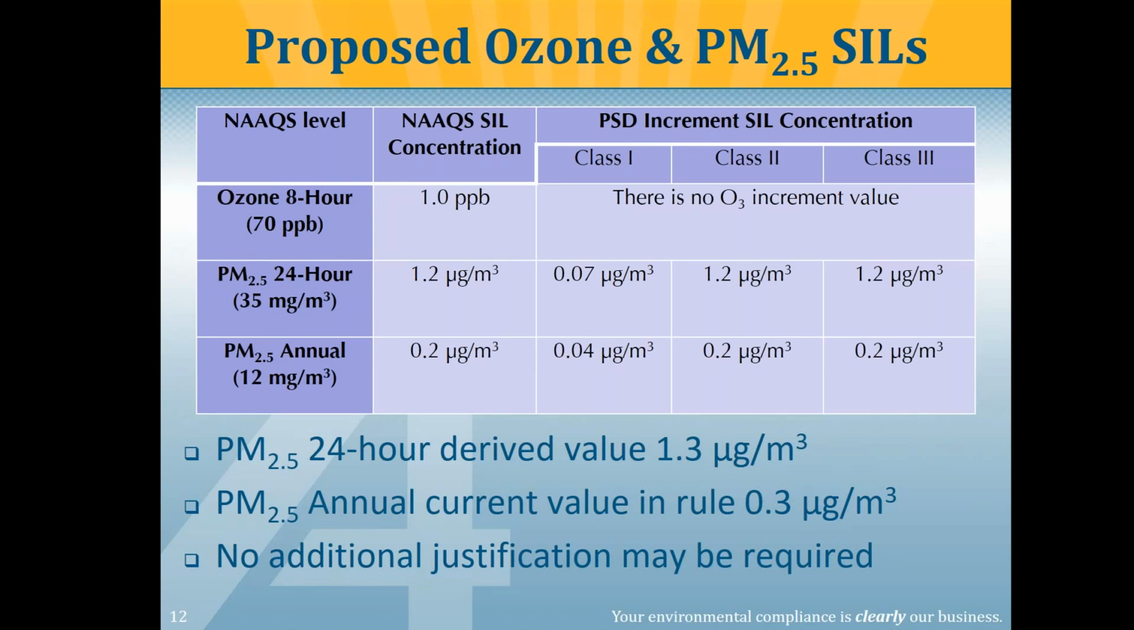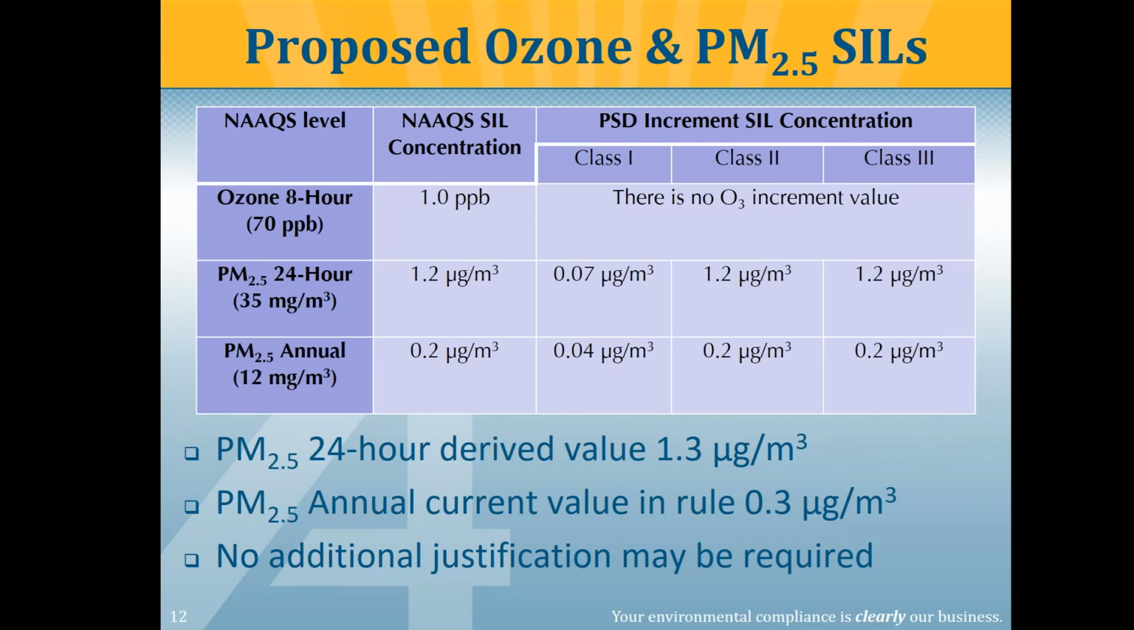So right there, EPA is kind of confusing, because they're like, we have this awesome methodology which can derive really good SIL values, and we think that awesome methodology gives out 1.3 micrograms per meter cube, but we're not going to go with 1.3, and still going to stick with 1.2.